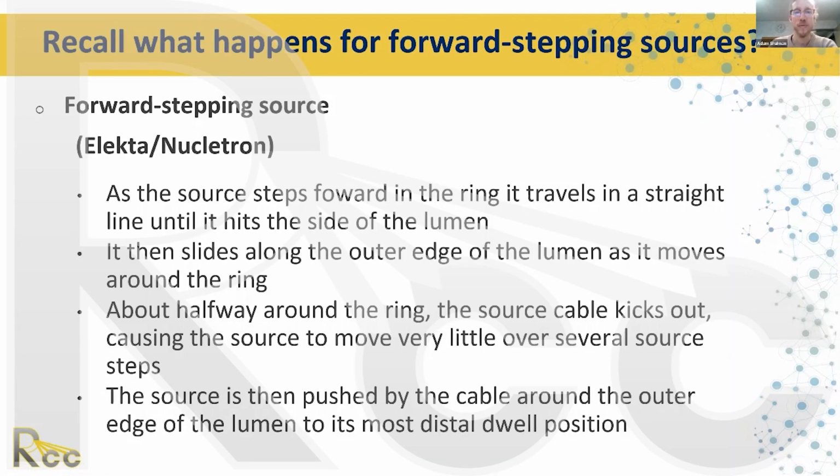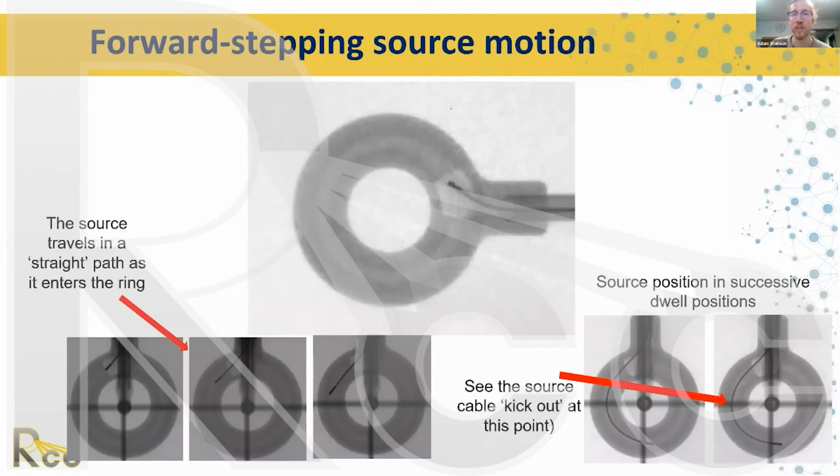As the source steps forward in the ring, it travels in a straight line until it hits the side of the lumen. It then slides along the outer edge of the lumen as it moves around the ring. About halfway around the ring, the source cable kicks out, causing the source to move very little over several source steps. The source is then pushed by the cable around the outer edge of the lumen to its most distal dwell position. So here's a great video.